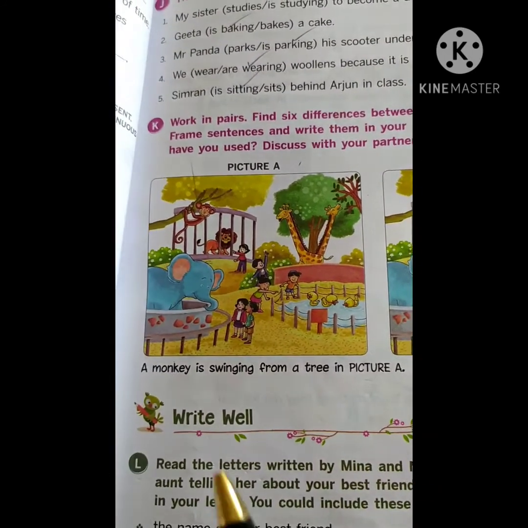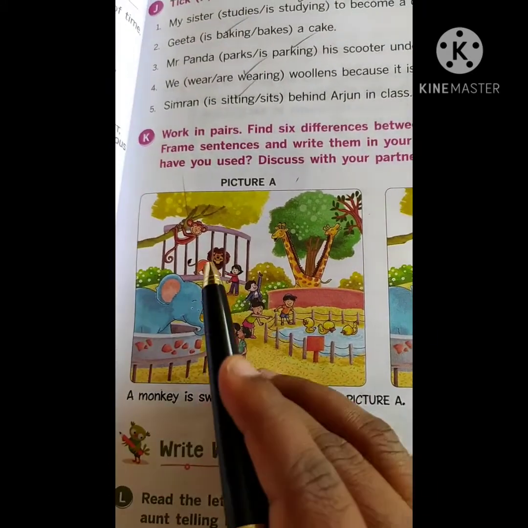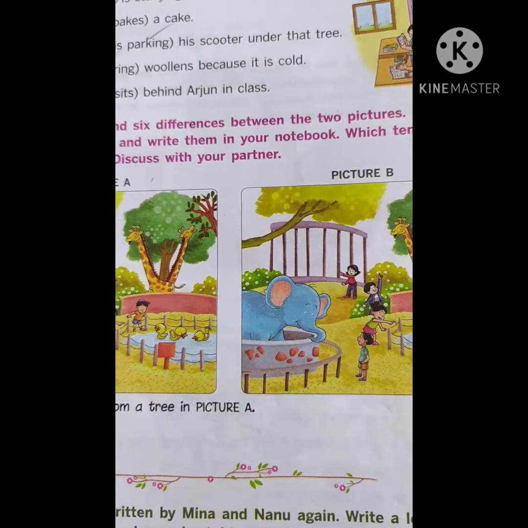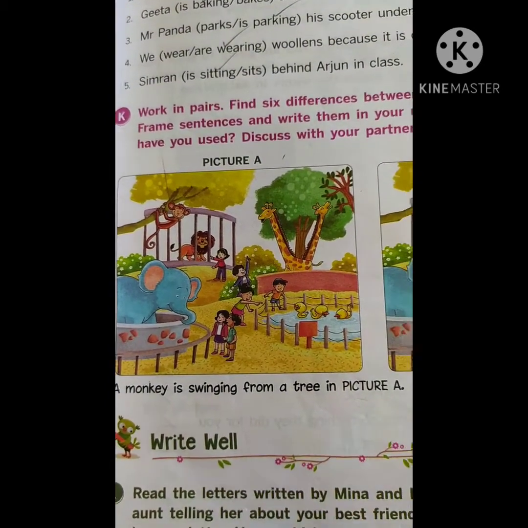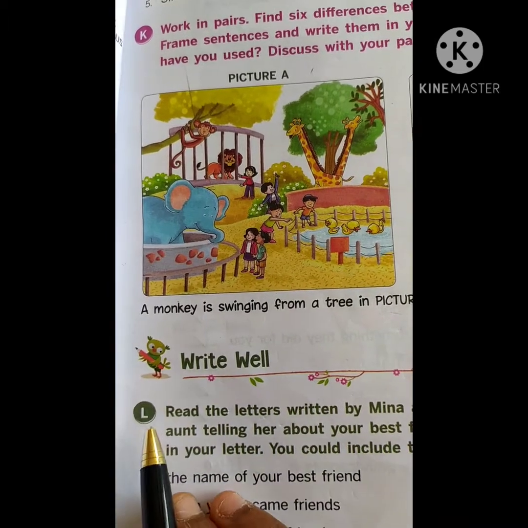Okay children, like a monkey is swimming from a tree in picture A. So here a monkey is swimming from a tree, but here you can see no. Yes, so this is the example. This is an example of how you can write the sentences. Okay, write well. The L bit.